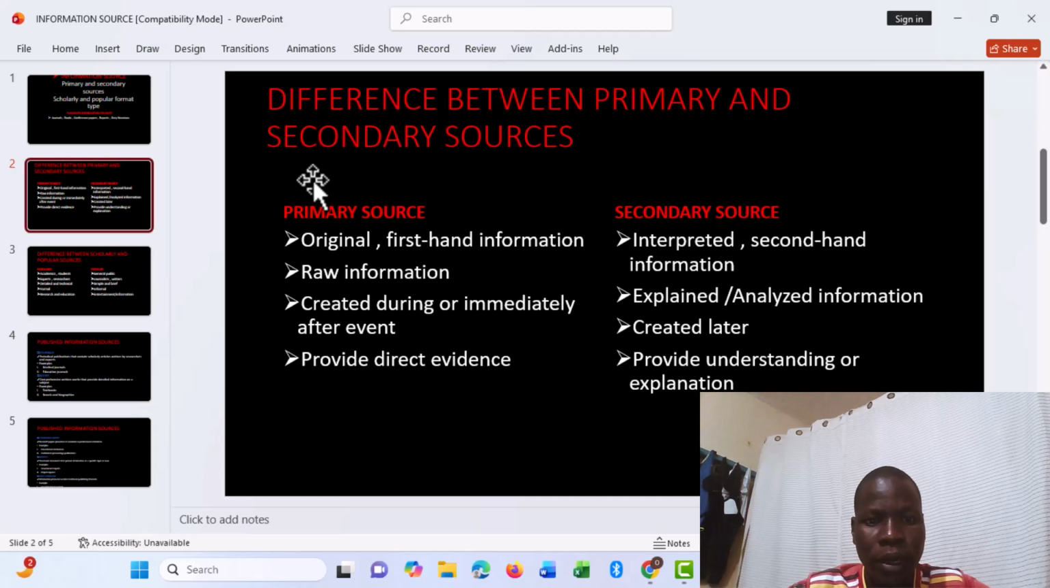Also, we can see primary sources contain raw information, whereas a secondary source explains and analyzes information. Furthermore, the primary is created during or immediately after the event, whereas secondary is created later. Also, primary provides direct evidence, whereas secondary provides the understanding or explanation of something which has already transpired. So let's go to our third slide.